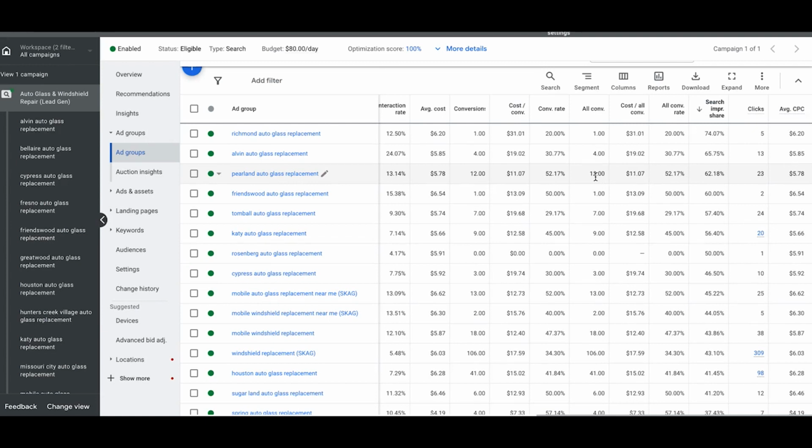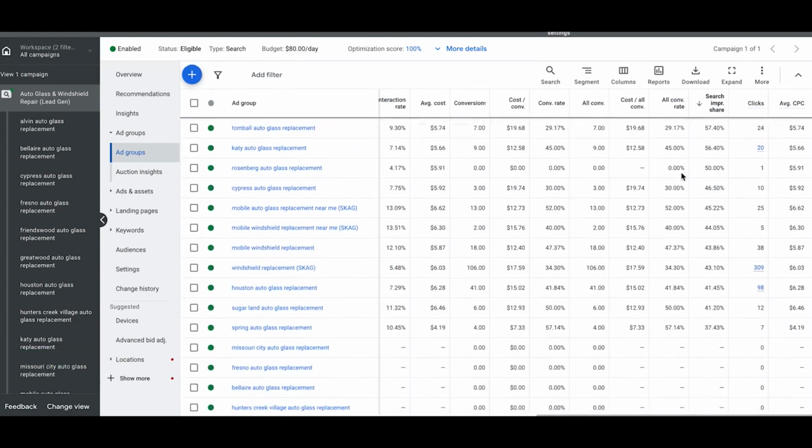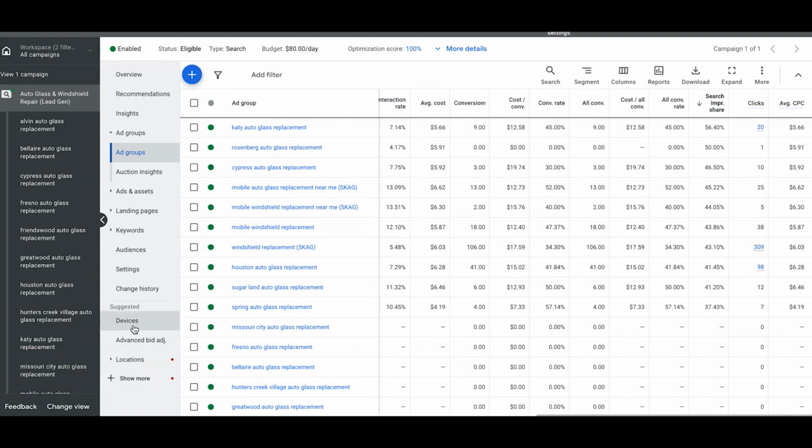We have 12 leads come in. We can get more leads out of this. We can squeeze more leads out of this ad group. So this is a really powerful metric, guys, that a lot of people don't understand how to use or how it works. And another way you can do it too, go into devices.